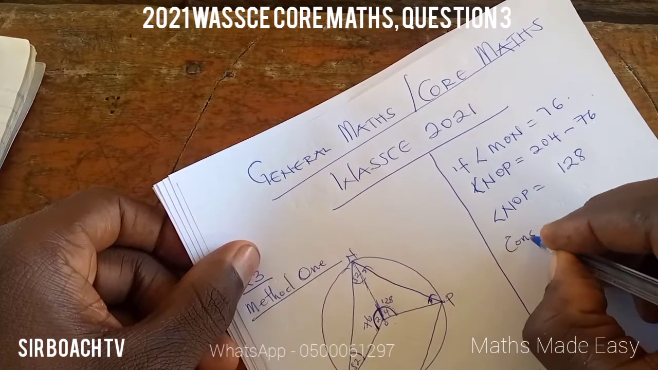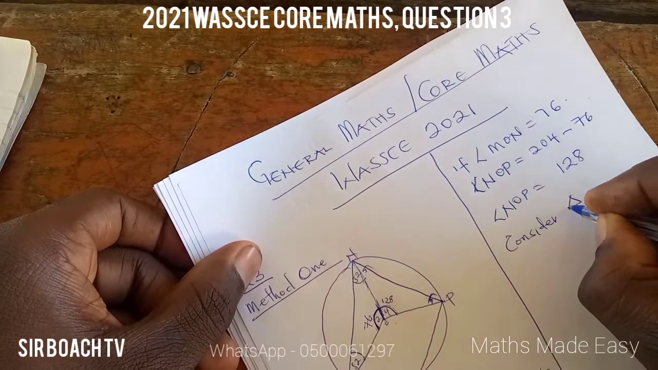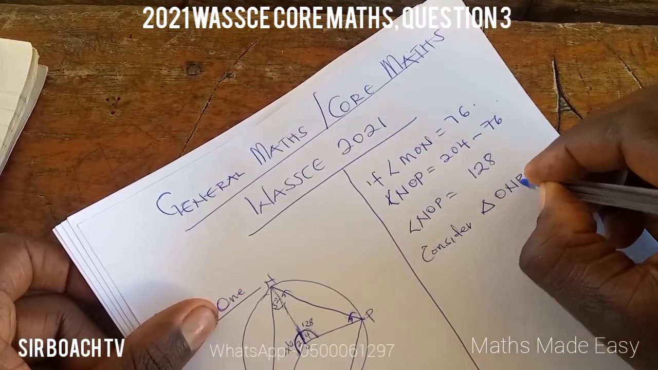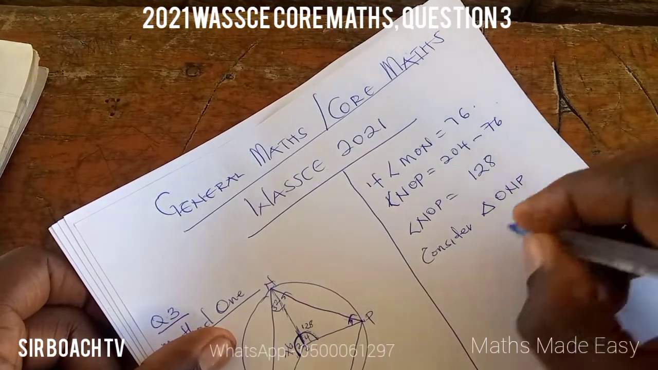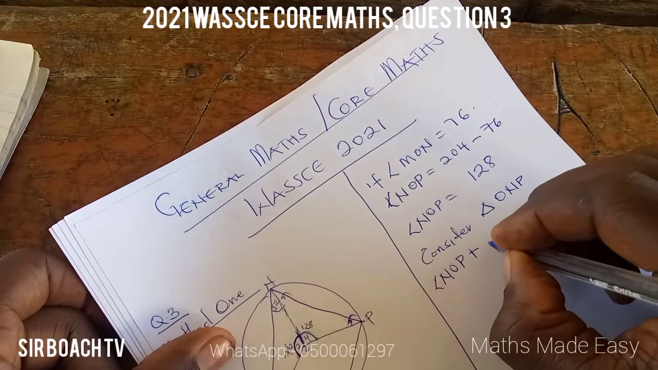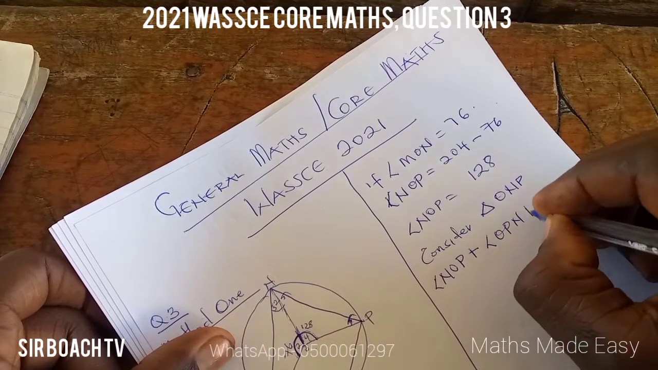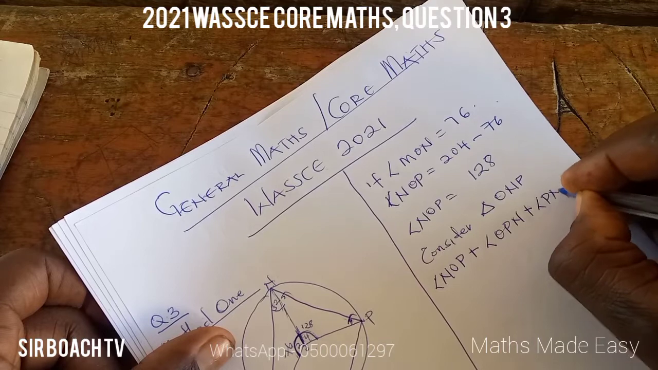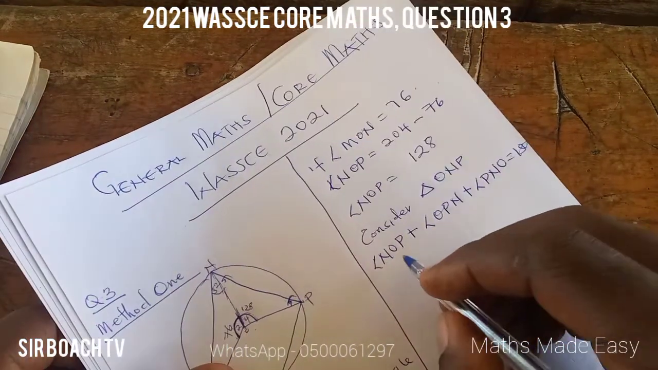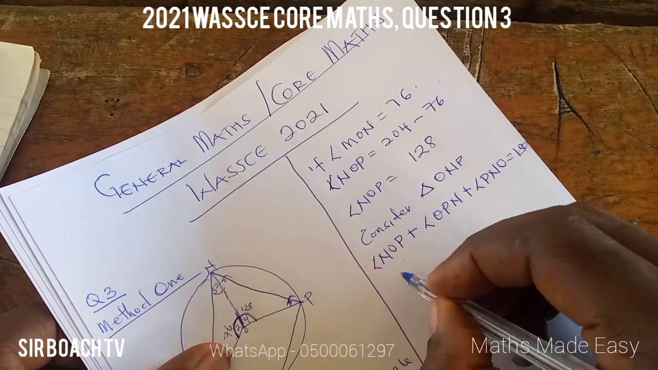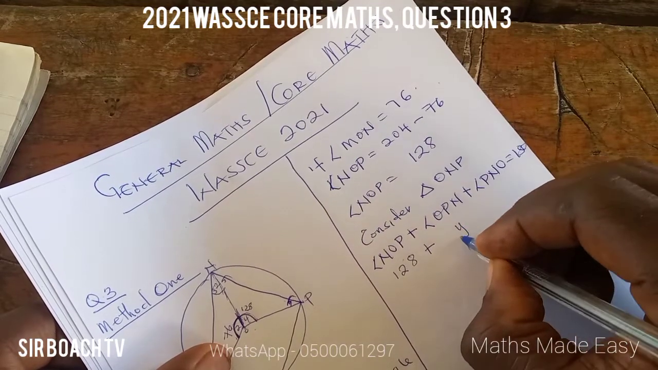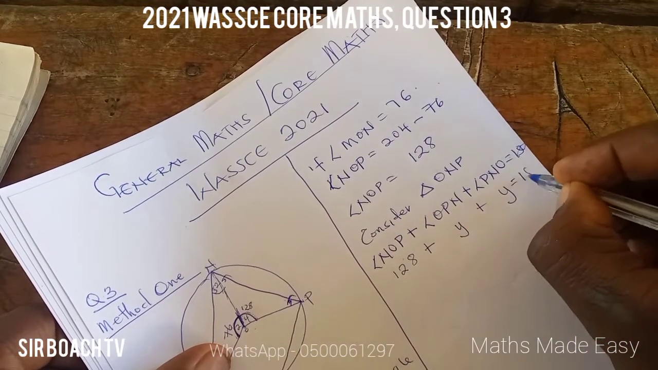So if we consider triangle ONP, then angle NOP plus angle OPN plus angle PNO is equal to 180 degrees. Then NOP is 128, plus this one we don't know, we used y, and this one we use y, equals 180 degrees.